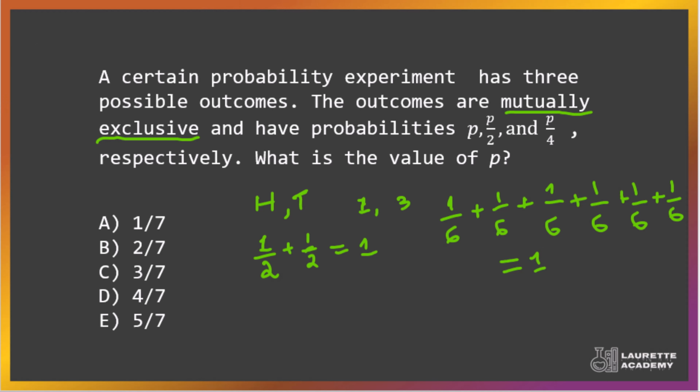So, coming to our problem, we are told that these three events are mutually exclusive and they have probabilities p, p over 2, and p over 4. Therefore, since the events are mutually exclusive, we should have that p plus p over 2 plus p over 4 should be equal to 1. So we need to solve for p.